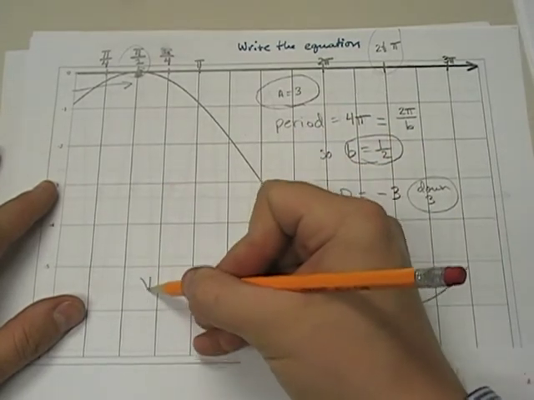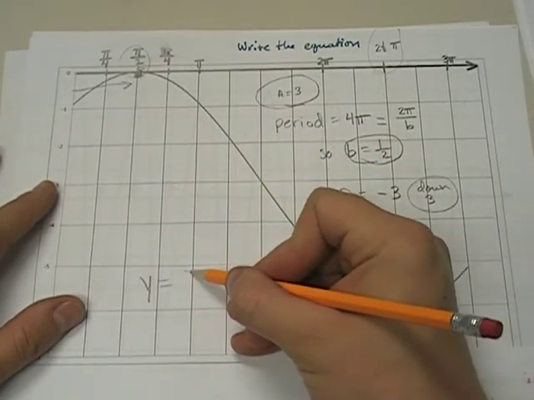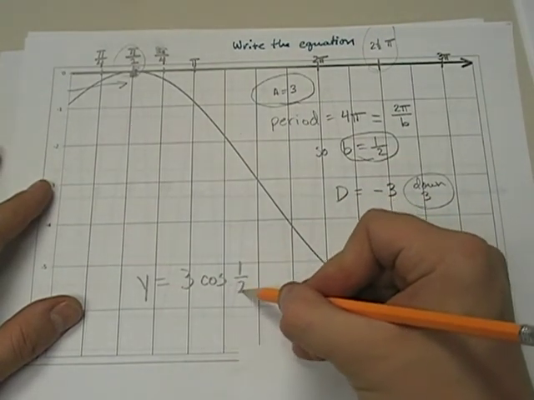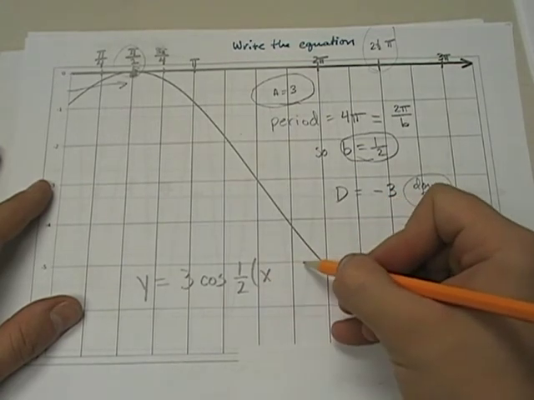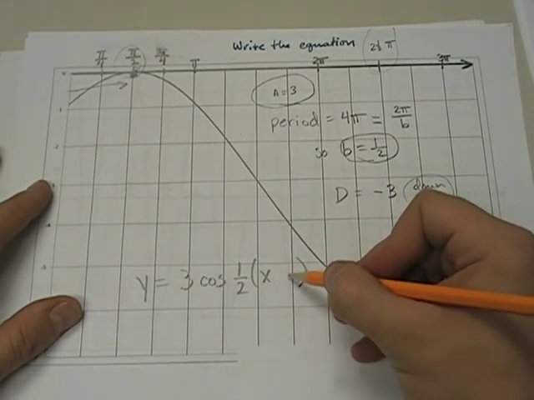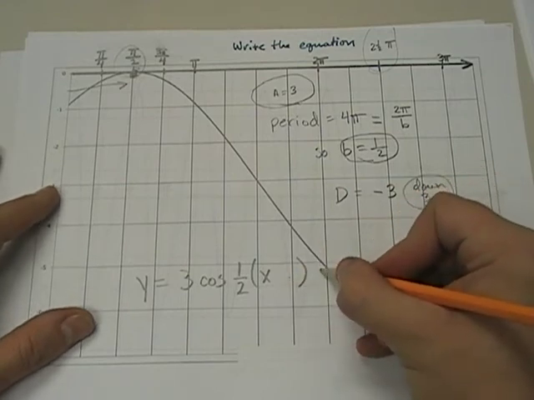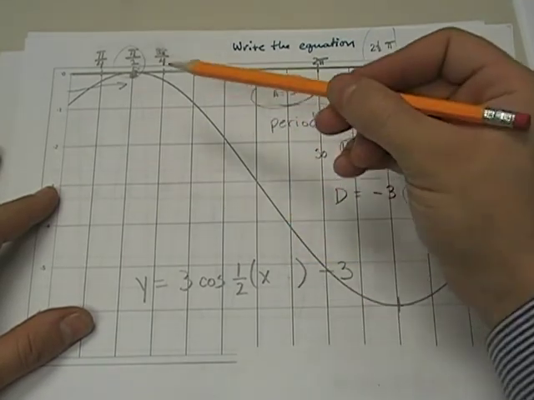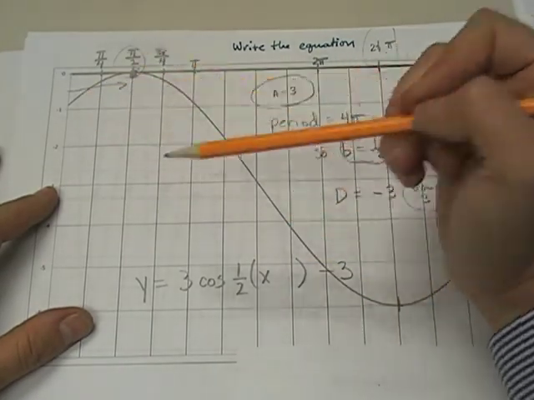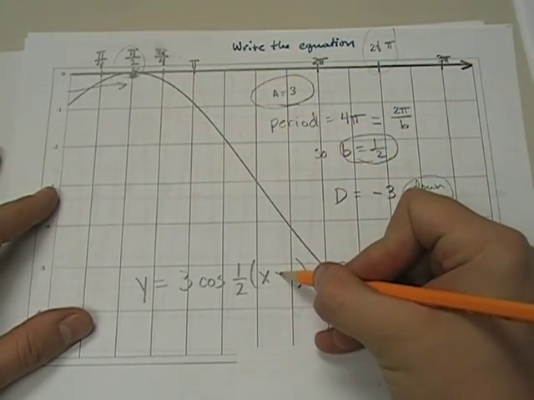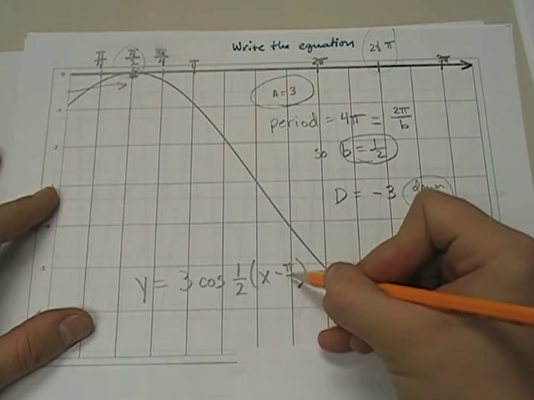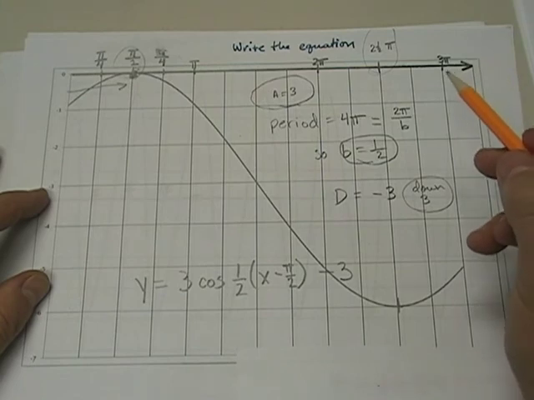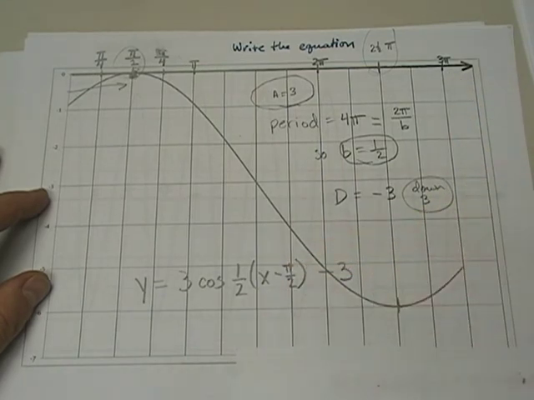So I write my equation: y equals a cosine b x plus or minus c, which is the horizontal or phase shift, and then plus d, which will be minus 3 because it's shifted down. Now, if this has been moved to the right pi over 2, that's going to be minus pi over 2 as my horizontal shift. Had it been moved to the left, I would have added pi over 2.